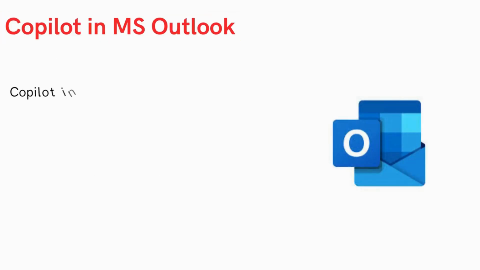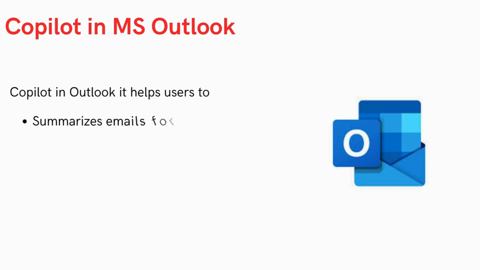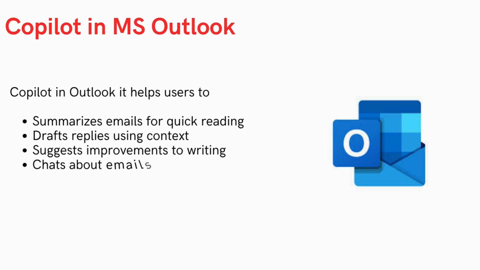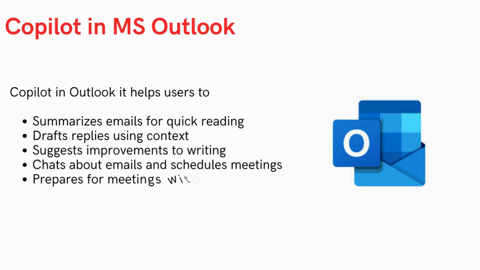Copilot in Microsoft Outlook. Copilot in Outlook is designed to make email management faster and smarter. It summarizes emails for quick reading, helping you focus on what matters most. Need to respond? Copilot drafts replies using context, so you can reply in seconds. It also suggests improvements to your writing, making your messages clearer and more professional. Have questions? Just chat with Copilot about your emails or let it schedule meetings for you. And when it's time to meet, Copilot prepares concise summaries to get you fully up to speed. Stay productive, stay prepared with Copilot in Outlook.